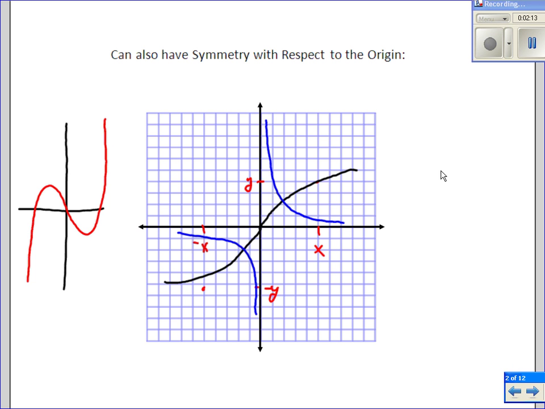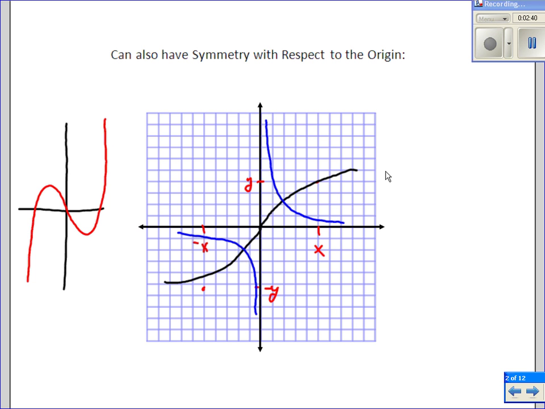Okay, now symmetry with respect to the origin is a little more subtle of a concept. The idea of symmetry with the origin formally is that for a given x with a y-coordinate, the opposite value of x produces the opposite y-coordinate. And you can tell I didn't draw this very well and didn't quite hit the point. This is a graph of the cube root of x, and it does have symmetry with respect to the origin.